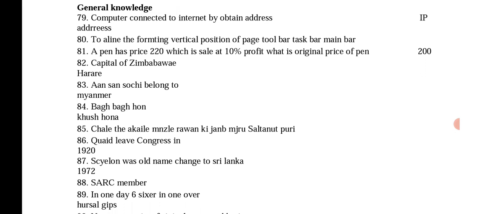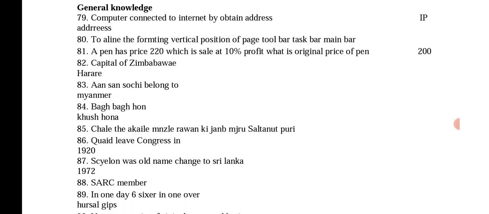The capital of Zimbabwe is Harare. Aung San Suu Kyi belongs to Myanmar, but she is not now the president or prime minister of Myanmar, because now there is martial law in Myanmar.